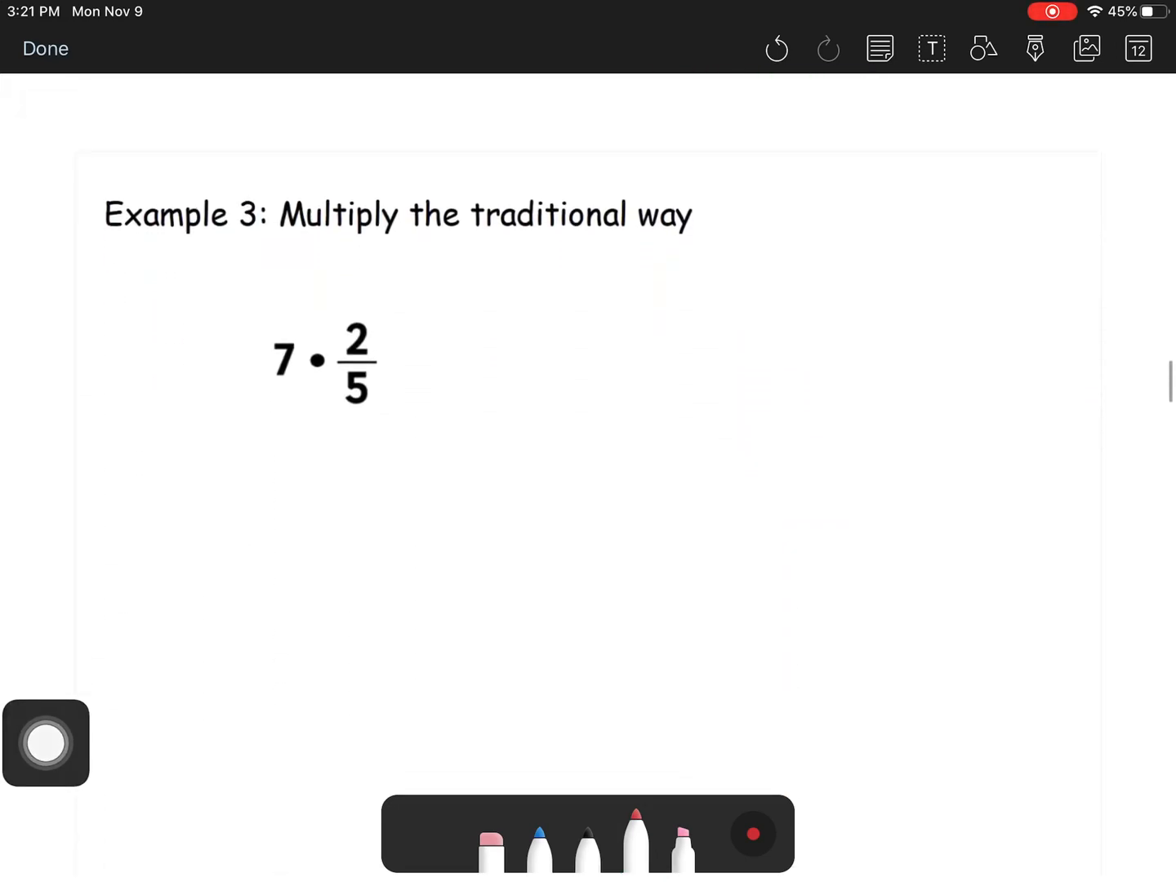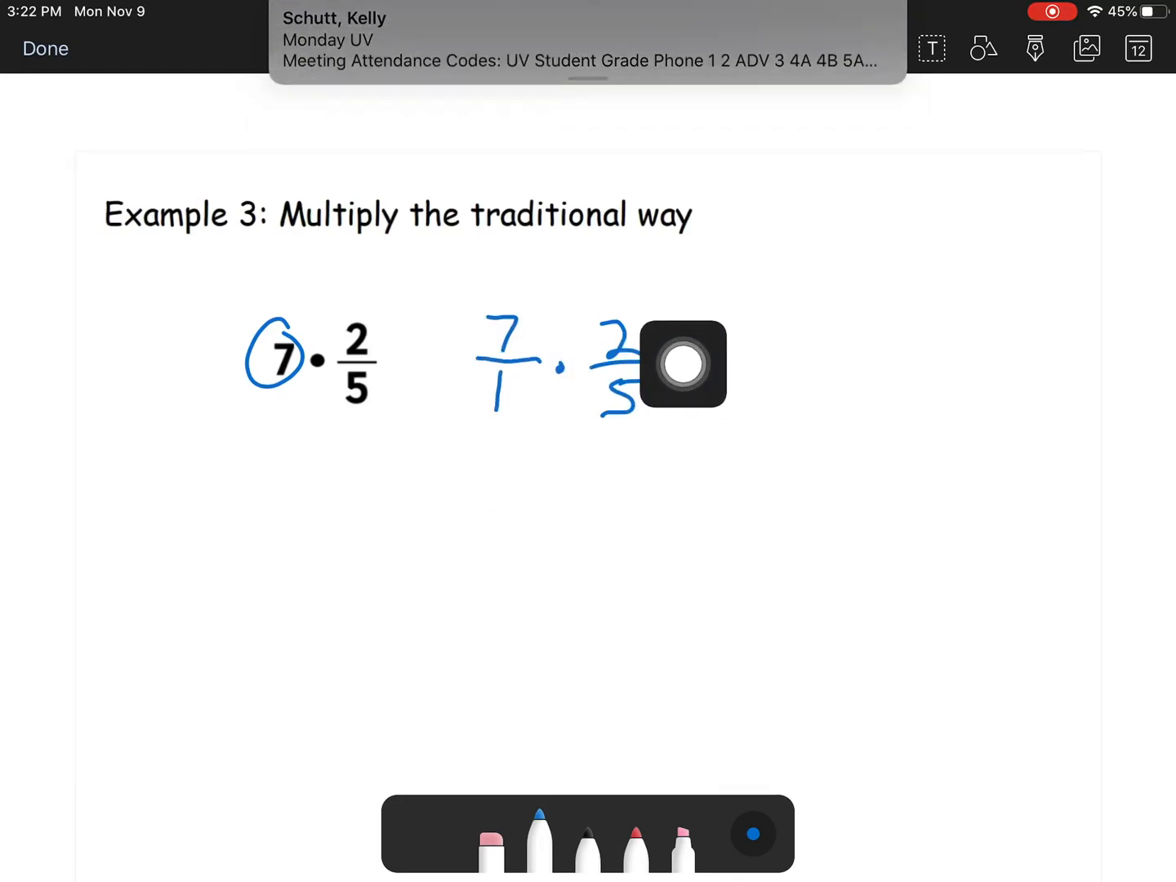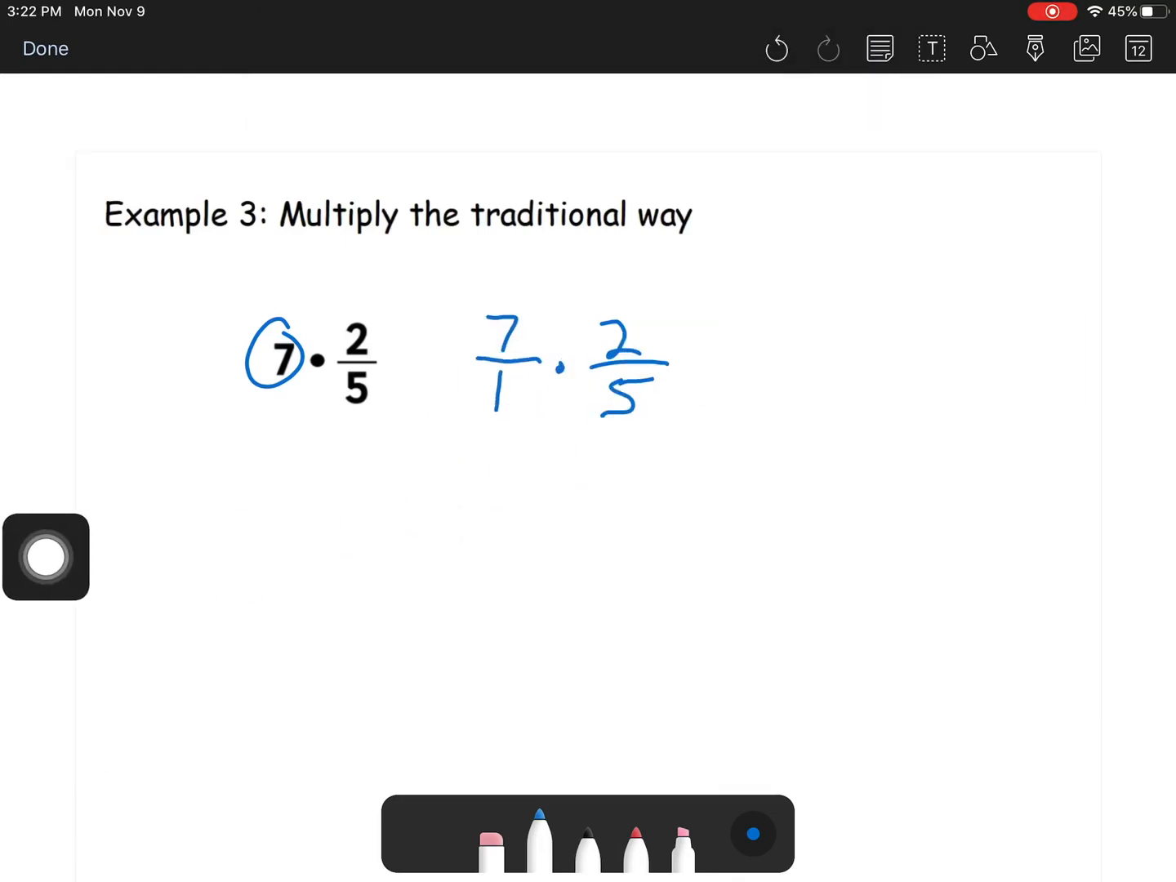Okay, so now we're just going to multiply. We're not going to draw the area models anymore. So remember, if you have a whole number like 7, that's the same as writing 7 over 1. And that allows us to just line up our numerators, 7 times 2, and then our denominators 1 times 5, and multiply across. So I would get 14 over 5 for that one.